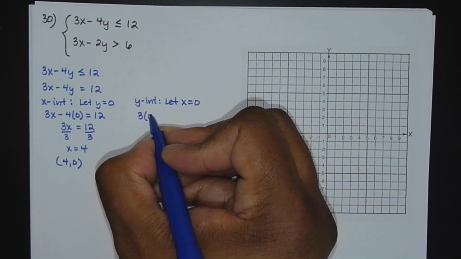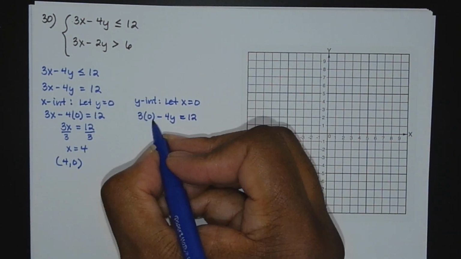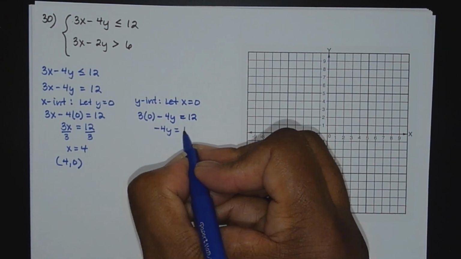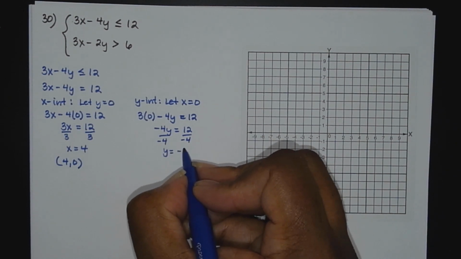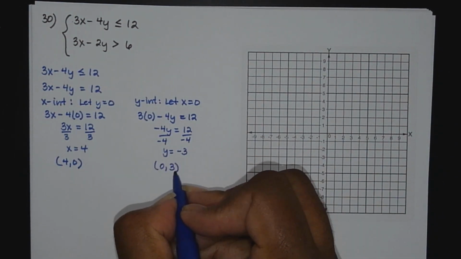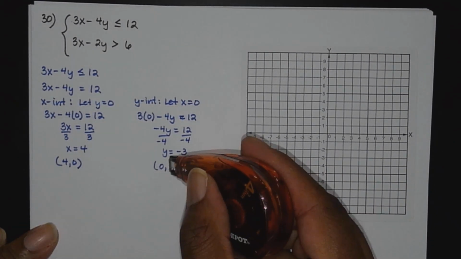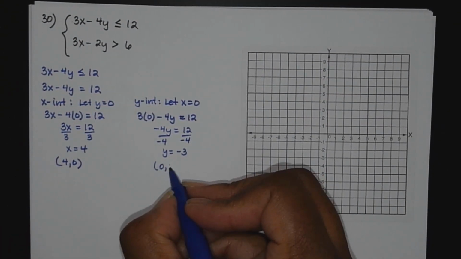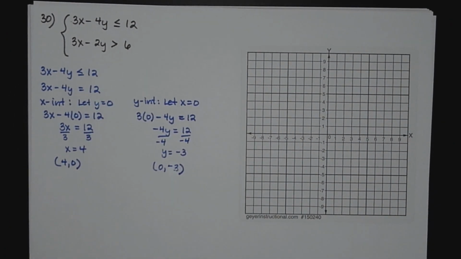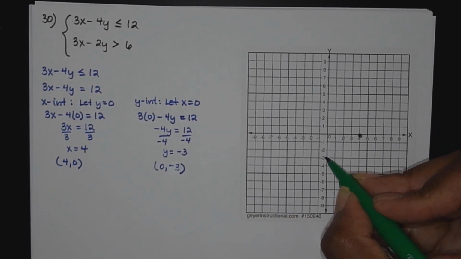So now you've got 3 times x, which is 0, minus 4y is equal to 12. 3 times 0 is 0, so negative 4y would be 12. Divide both sides by negative 4, you'll get y is equal to negative 3. So 0, negative 3 will be your y-intercept. All right, so 4, 0 is my x-intercept. 0, negative 3 is the y-intercept.